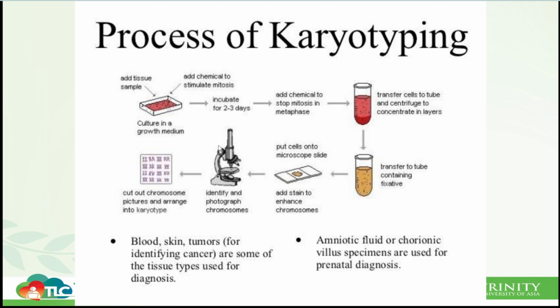So as mentioned, this is another image of the process. We get blood, we incubate it for 2 to 3 days. We add a chemical called phytohemagglutinin to stimulate mitosis. After 3 days, we add another chemical or colchicine to stop mitosis in metaphase. We put it on a slide, we look at it under the microscope, and then we photograph the chromosomes. So we take a picture. Afterwards, we cut out the chromosome pictures and arrange them into a karyotype. So imagine, it's very tedious. You have to take a picture and then you have to make sure tama yung pag-prepare natin.